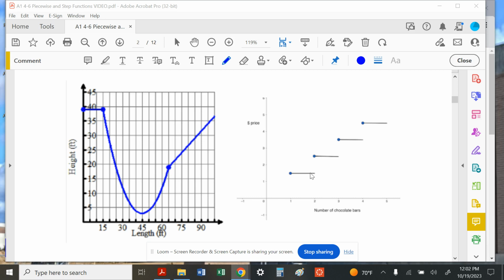A step function looks literally like a step. Notice here for the number of chocolate bars, if we have 1 chocolate bar, it's going to cost us $1.50. And of course, if we want to purchase 1.5 chocolate bars, which doesn't make any sense, we're still going to just get 1 because we can't buy a half. When we buy 2, it goes up to $2.50. When we buy 3, it goes up to $3.50. When we buy 4, it goes up to $4.50, and so on. So anywhere between 1 and 2 chocolate bars, it's costing us $1.50. Between 2 and 3, it's costing us $2.50, and so on.